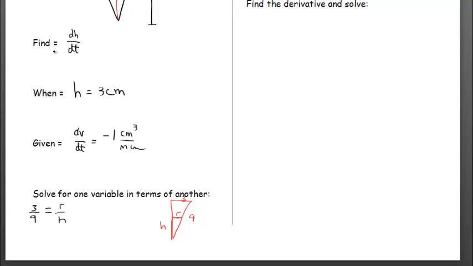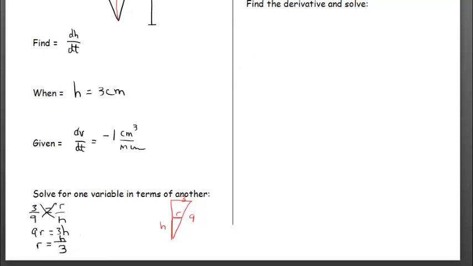When I think about finding dh dt, I don't really have any information about the radius. So I'm going to solve this equation for r in terms of h. Let's cross multiply. Divide by 9. So the radius is a third of the height. Yeah, that makes sense. If you wanted to, you could differentiate both sides here with respect to time. There are different things you can do.